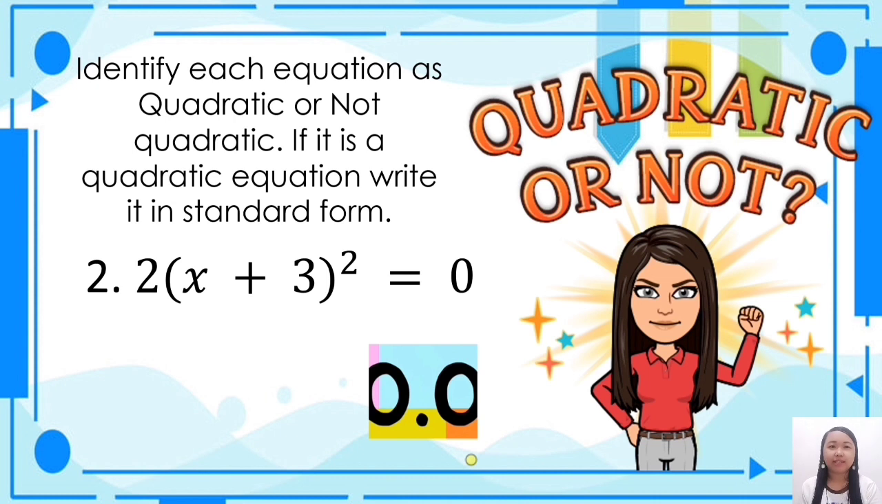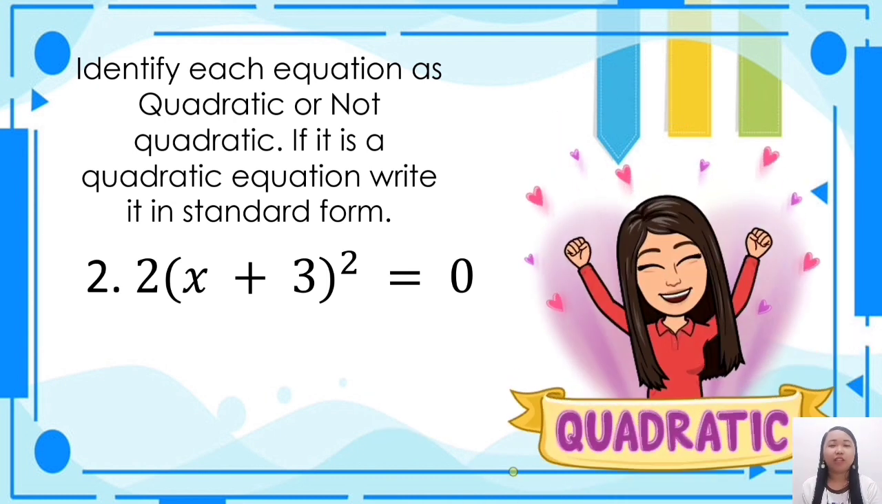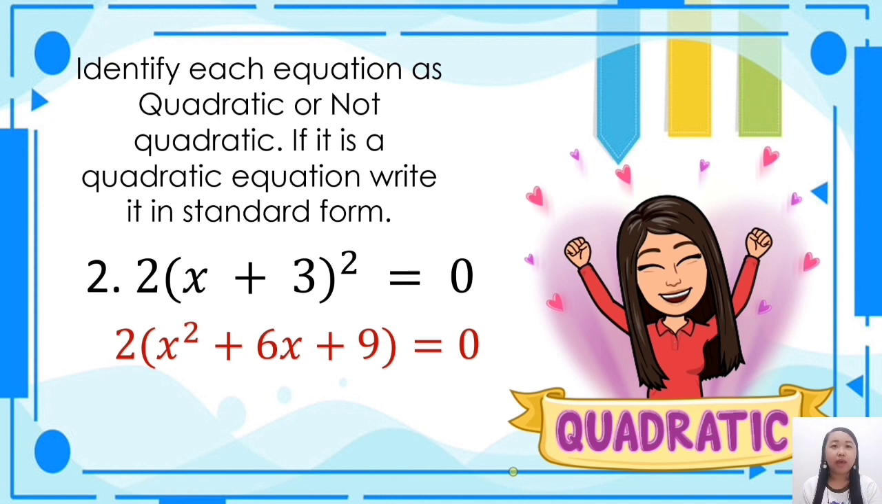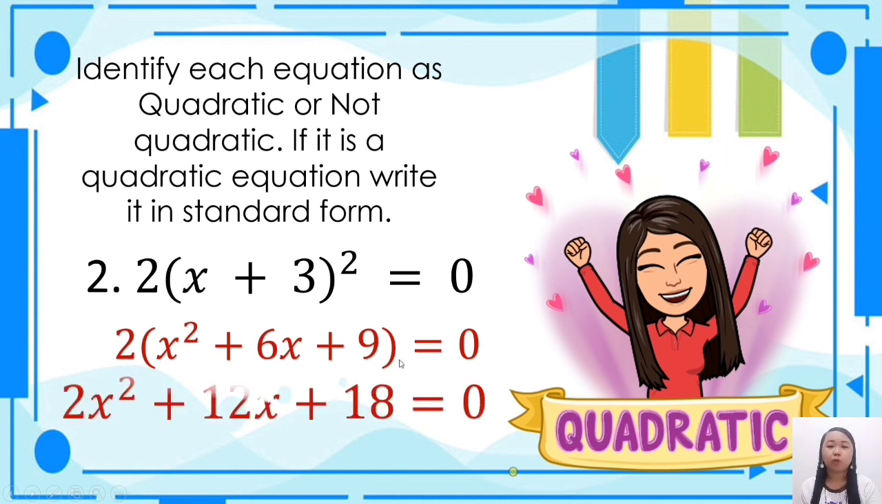The answer is quadratic. And the standard form is, of course, we need to expand first the square of the binomial. So 2 multiplied by x squared plus 6x plus 9 equals 0. And then distribute 2 to this trinomial. So the result will be 2x squared plus 12x plus 18 equals 0.